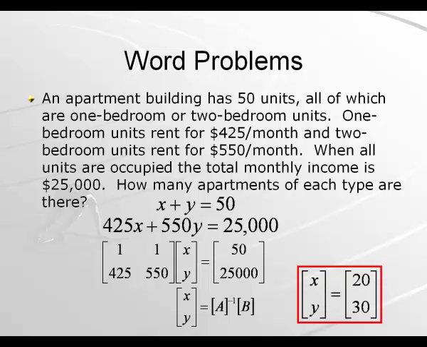You should get 20 units and 30 units, so 20 of the cheaper ones and 30 of the more expensive ones.